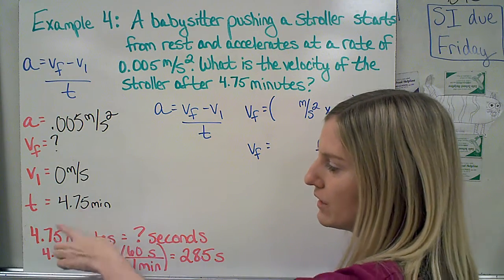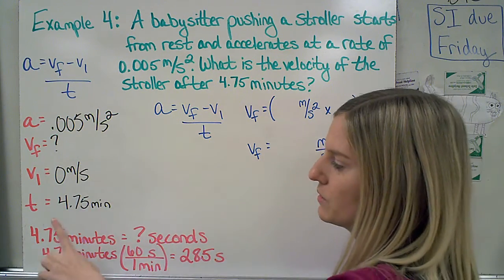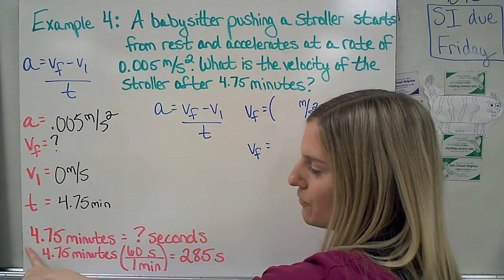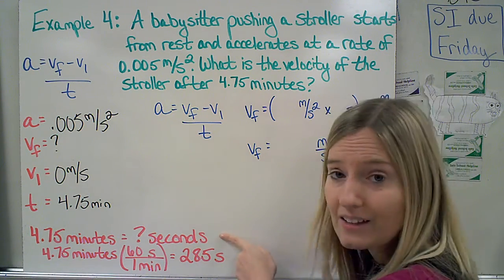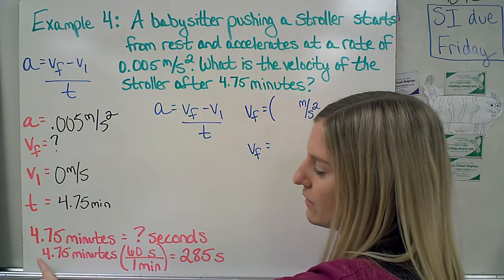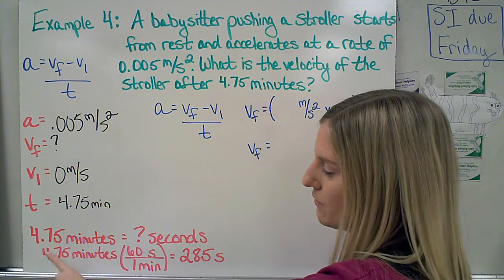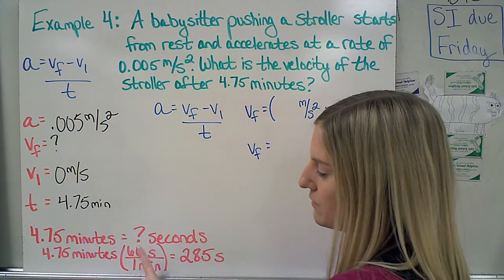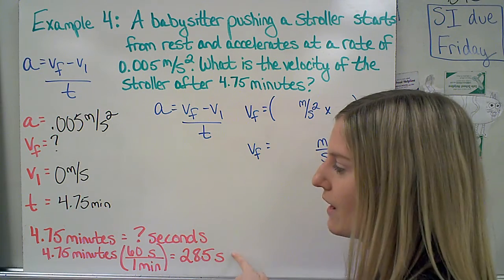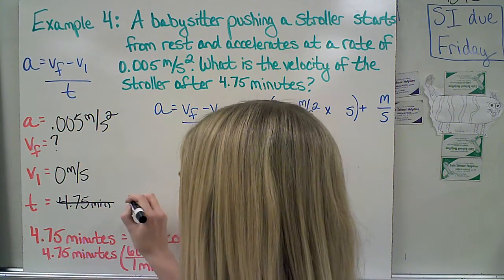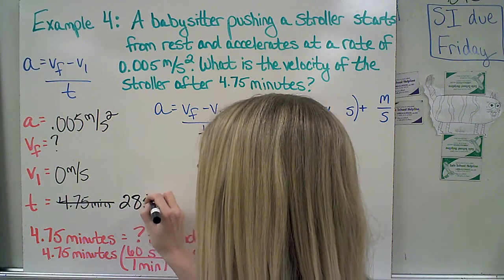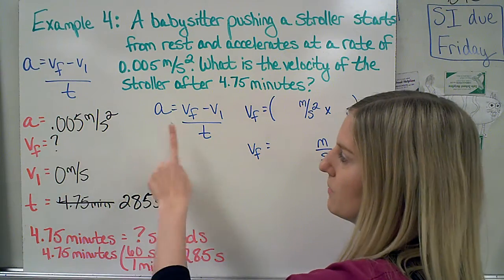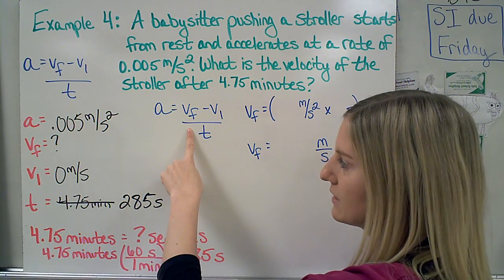Okay. So before I go plugging in any numbers and any equations, I want to make sure everything's in the right unit. So time is not. So I need to figure out 4.75 minutes is how many seconds, because this equation needs seconds. So I set up my conversion factor. 4.75 minutes is equal to 60 seconds over 1 minute. 4.75 times 60 gives me 285 seconds. So that's not my actual time. I want to use seconds for that. Okay, now I want to solve my equation for final velocity.